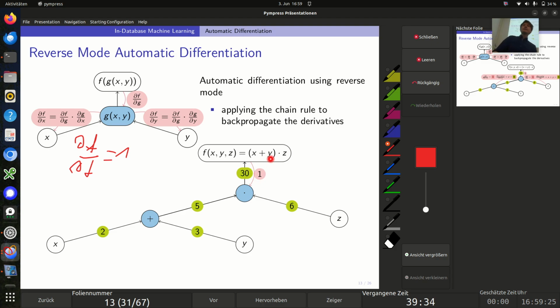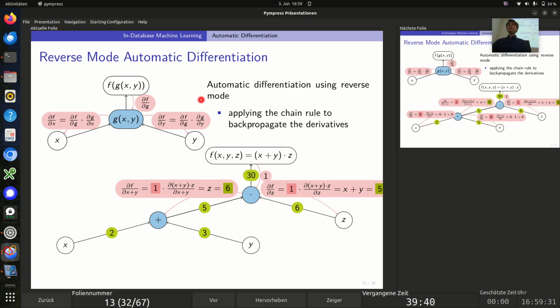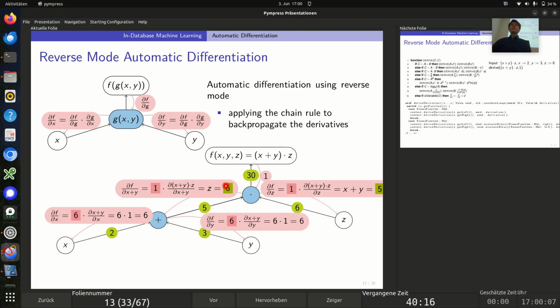So we propagate this partial derivative to the next partial expressions. Here we have the partial derivative of the previous one, which now might be used for the next one. And the next one is the whole expression derived with regard to z. So this actually is x plus y, 5. Okay, let's take the other side. So this actually is just 6.